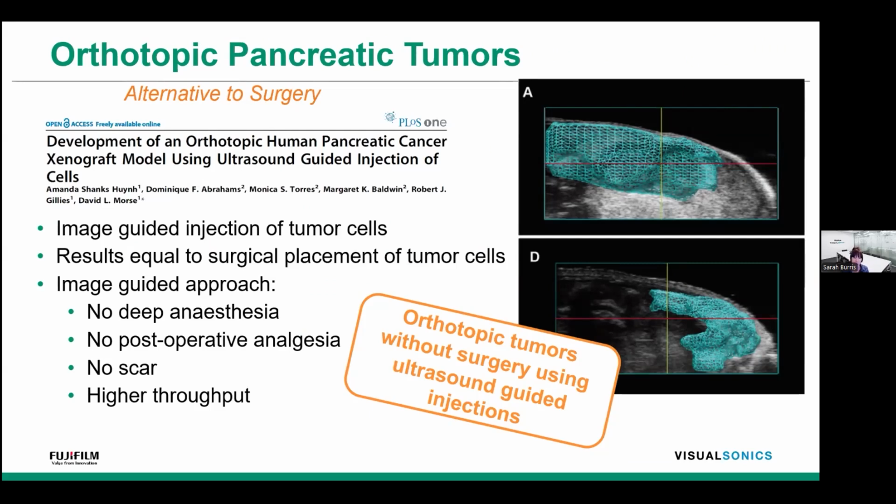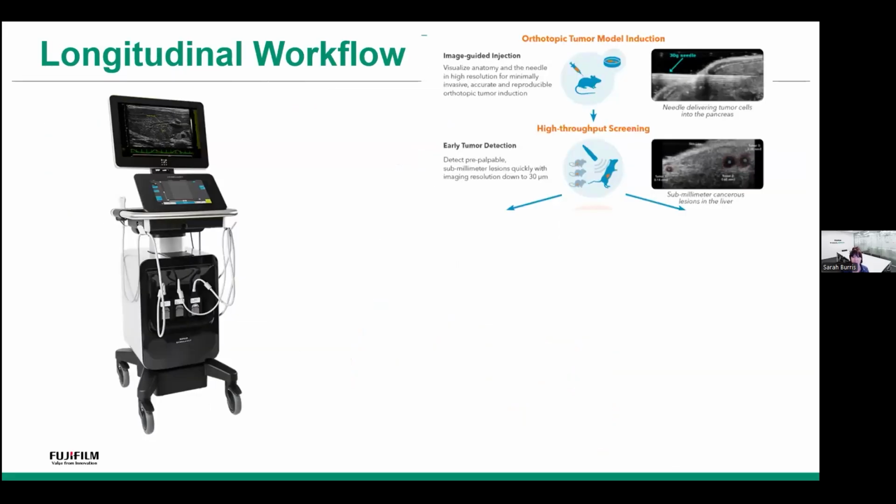And as shown in this particular paper, you can actually get more consistent tumor placement and more consistent tumor sizing when using this technique as opposed to traditional surgery, thus potentially reducing the number of animals that you need for each study.